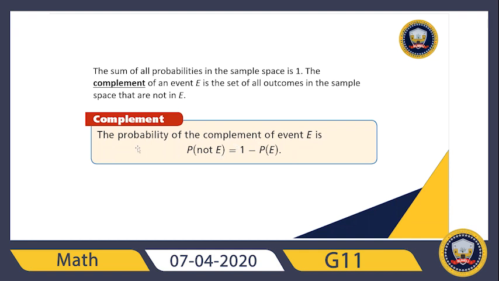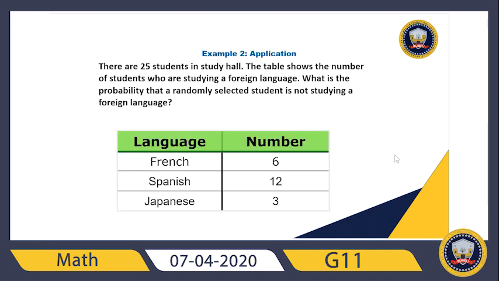And to find the probability of this complement event, you can say the probability of the complement of E, or not E, equals 1 minus the probability of the event E. So this is the formula which gives me the probability of this complement event. So let's take an example of how to find the complement of an event. Let's take a look at this example.